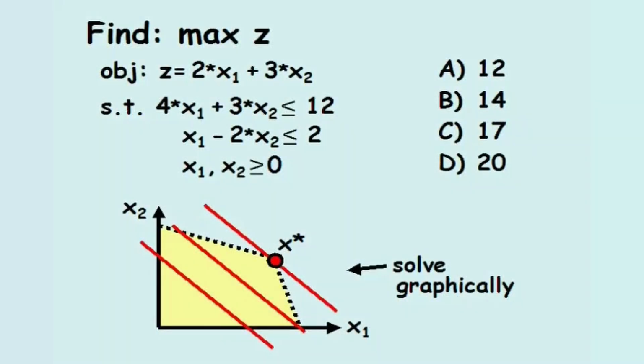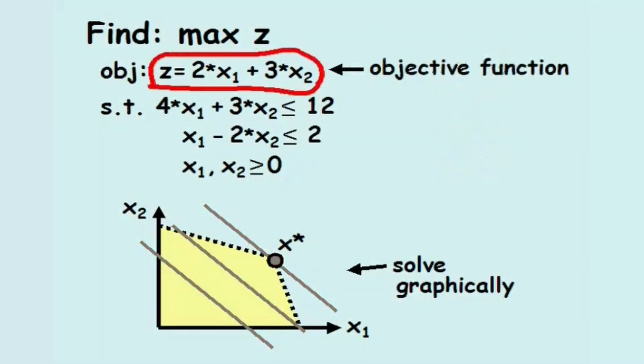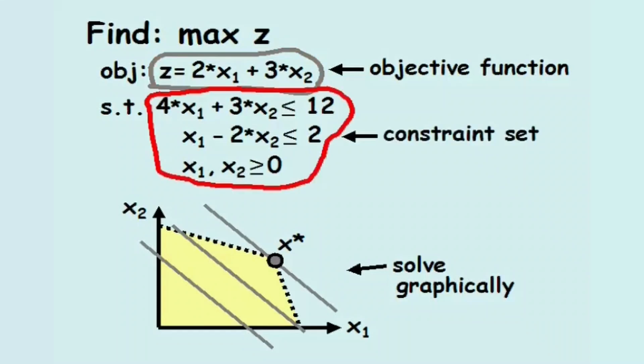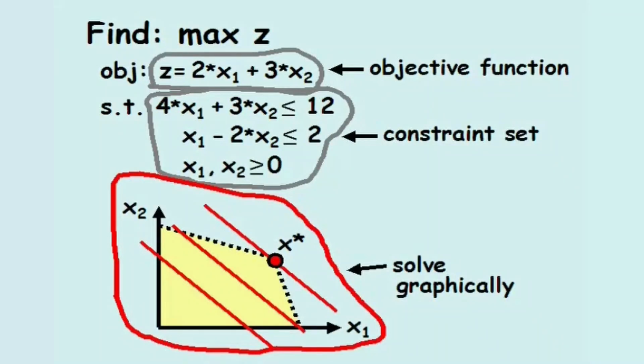Find the maximum value of z. In this problem, the objective function, z, equals 2 times x1 plus 3 times x2. The constraint set includes decision variables x1 and x2, both of which must be non-negative. The problem also states it should be solved graphically.